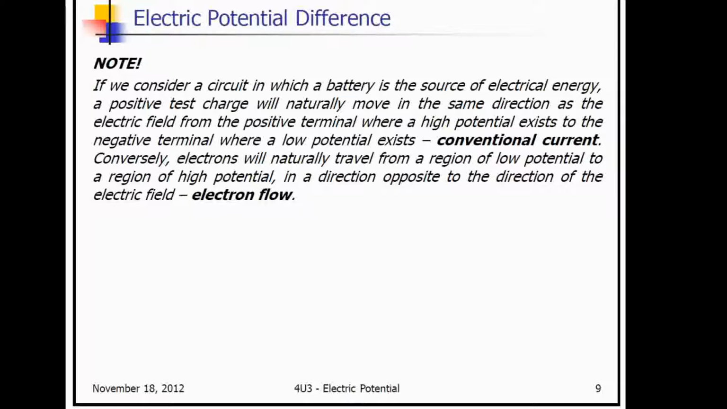That's the electron flow. So this is another example of the conventional current, which is used mainly by people in the trades and in engineering, and the electron flow, which is more of the scientific physicists' look at the flow of electricity.